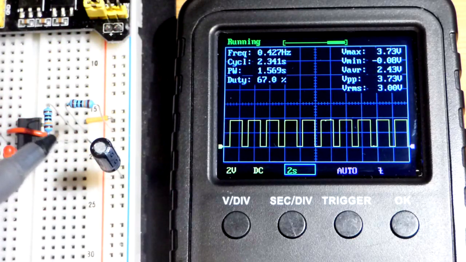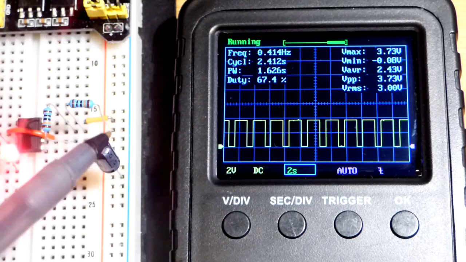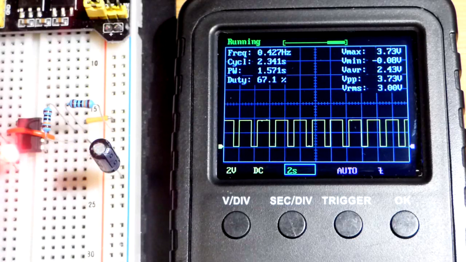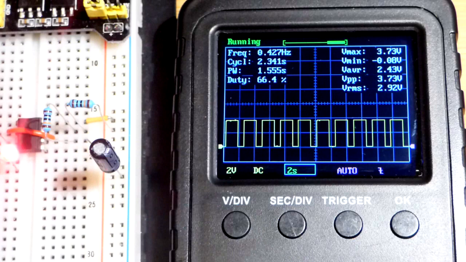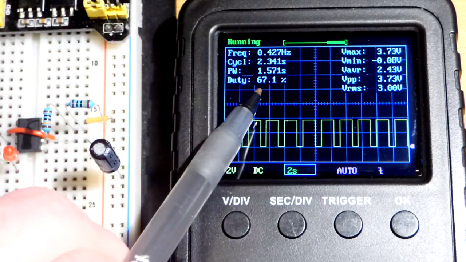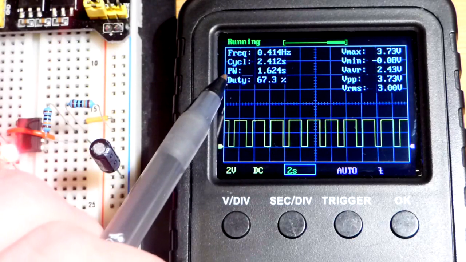But the thing is, it discharges to 1/3 of the power supply voltage through 1 resistor, and then it charges back up to 2/3 of the supply voltage through 2 resistors. So it takes longer to charge. While it's charging, the output is high. So that's no surprise there that 2/3 of the time we have a high output.